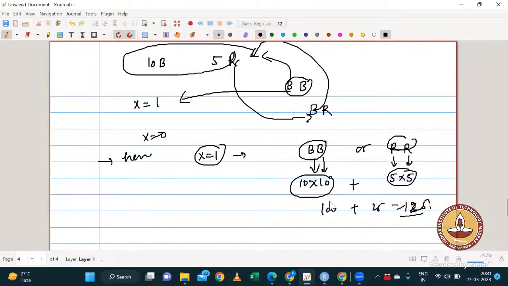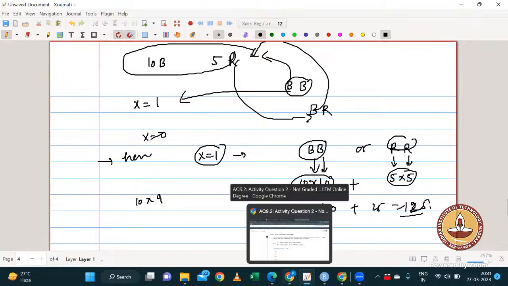Is it clear? Suppose we were not replacing the balls back, then what would we get? 10 into 9. Okay, now is it okay? Yes, sir, it is okay.